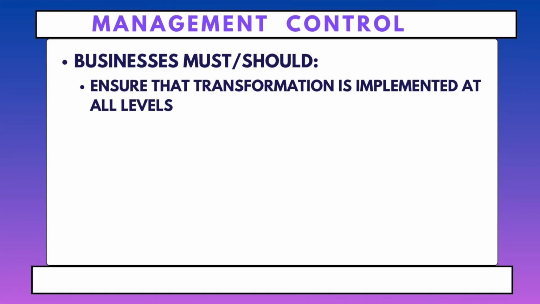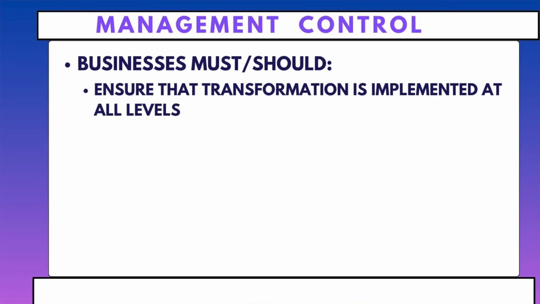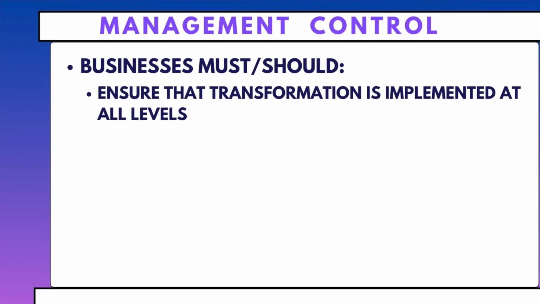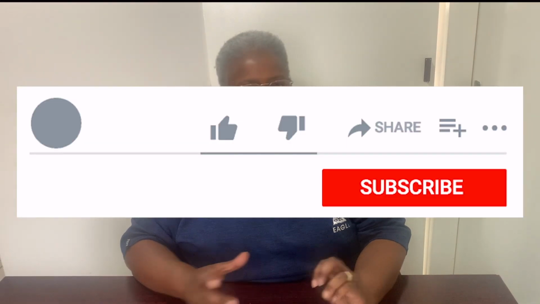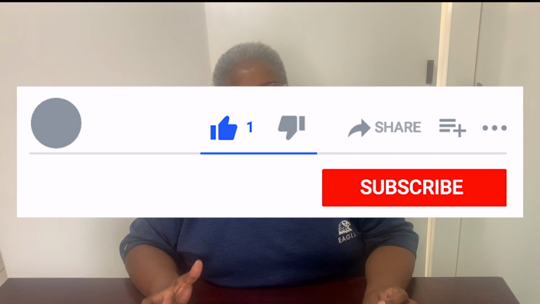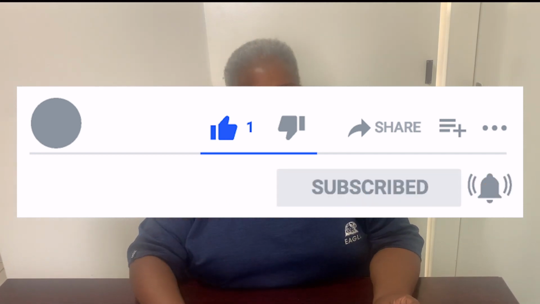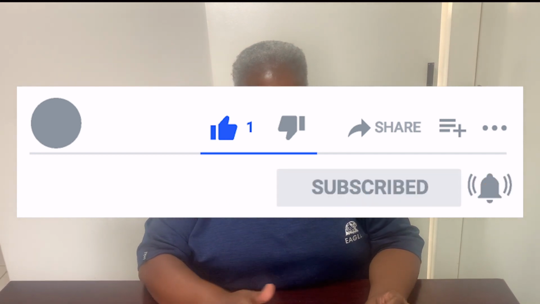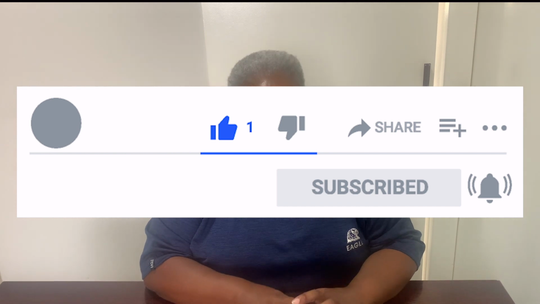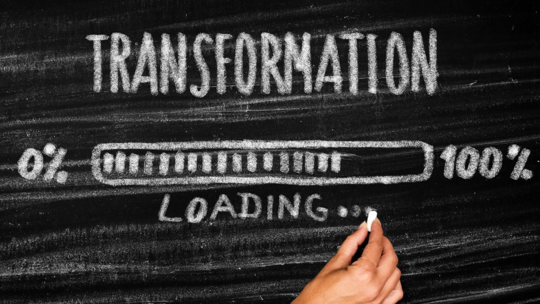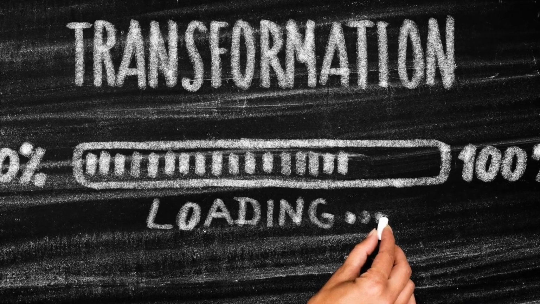What do we mean when we say management and control? The business must ensure that there is transformation that is implemented in all levels. In the previous government, you were not going to be given an opportunity, being a black, to be a manager. You were not. So now the businesses are forced by this law to transform, to make sure that in all levels, those with a previous disadvantage are involved in terms of management.